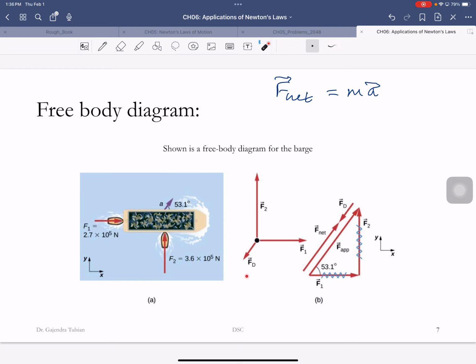We want to keep things very simple. And now we'll apply Newton's second law to this object. If this guy is accelerating, then the sum of these forces is equal to mass times acceleration.